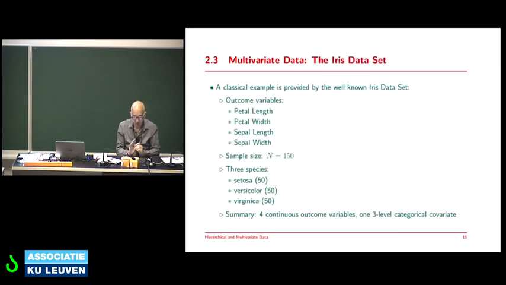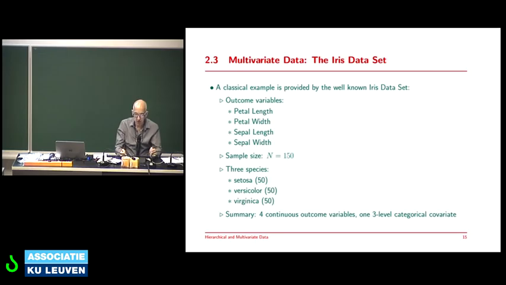Okay, good. That brings me to the first example, the multivariate example, and not only because it will be used in the course, also because it's one of the earliest multivariate data sets, going back about 100 years ago to the time of Fisher and Pearson. It's sometimes called the Fisher iris data set.